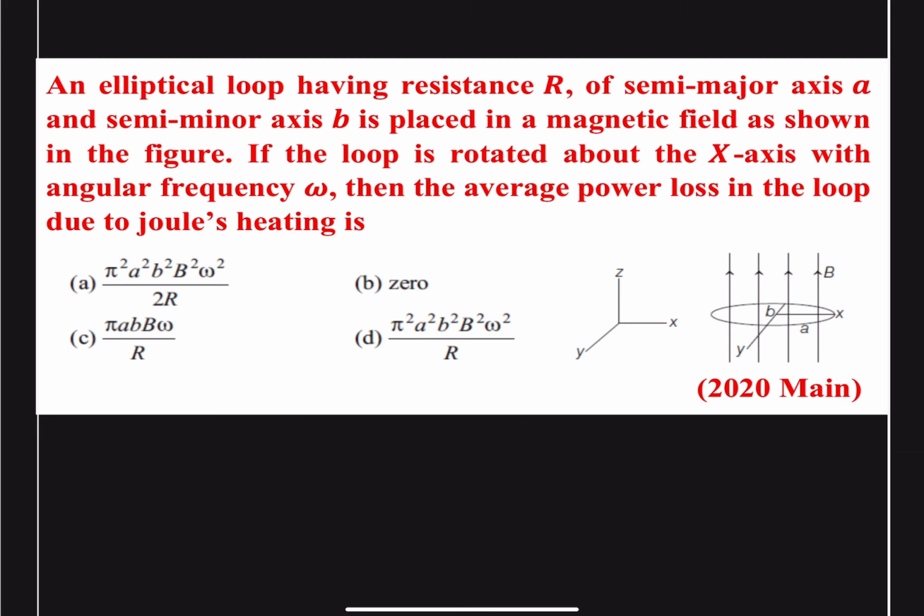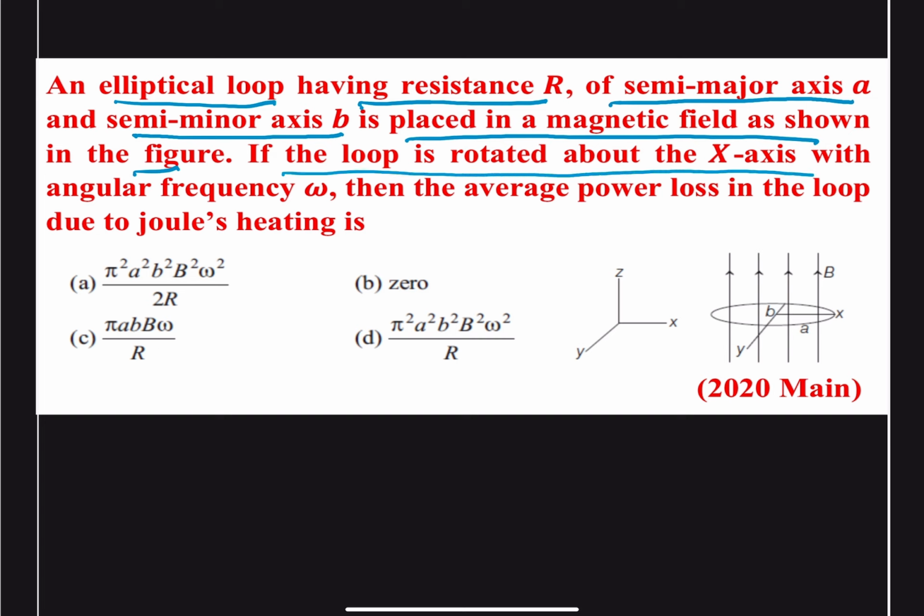And in this case we are given that we have an elliptical loop having resistance R, of semi-major axis A and semi-minor axis B, is placed in the magnetic field as shown in the figure. If the loop is rotated about the x-axis with the angular frequency omega, then the average power loss in the loop due to Joule heating is given as.